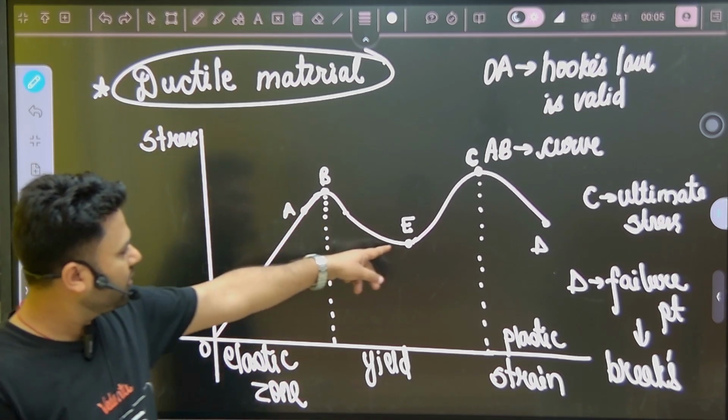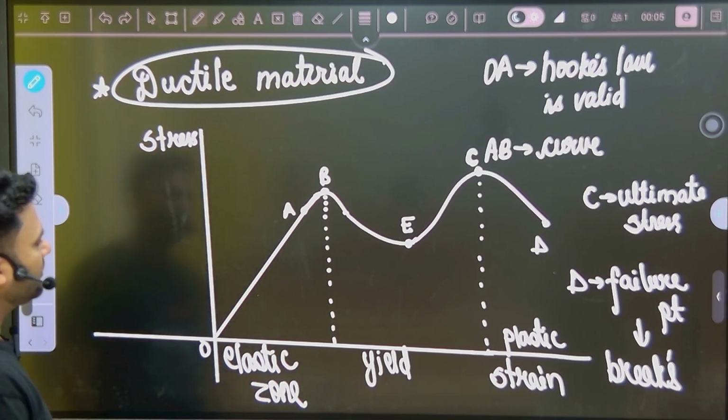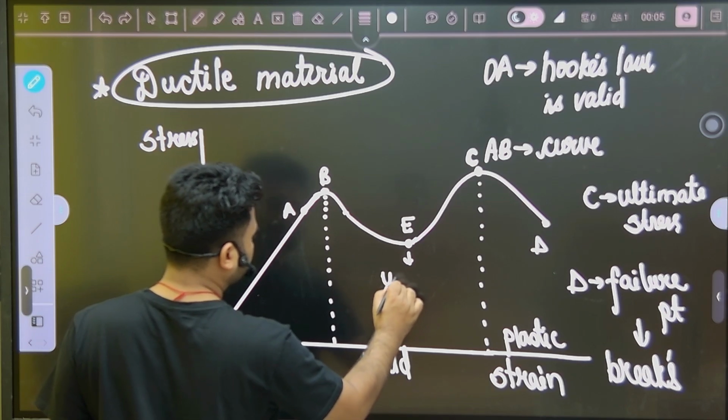So this graph you remember. Okay. This is E point. You can write this is the yield point.